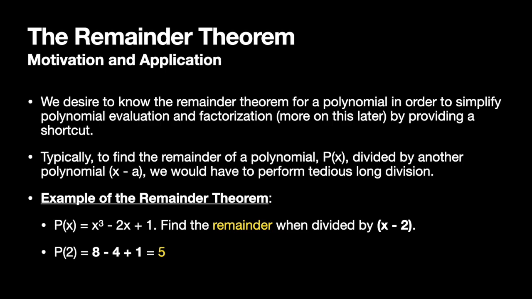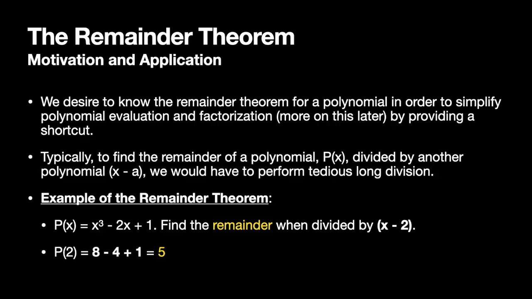Now let's talk about the remainder theorem. We desire to know the remainder theorem for a polynomial in order to simplify polynomial evaluation and factorization. And this provides us with a shortcut. Typically, to find the remainder of a polynomial p of x divided by another polynomial x minus a, we would have to perform tedious long division. We define the remainder theorem as: if a polynomial p of x is divided by another one, x minus a, the remainder is simply p of a.